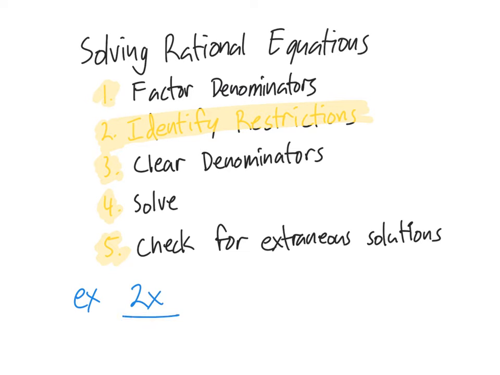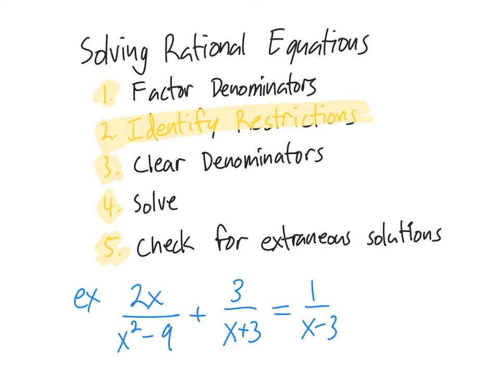So our first example is going to be 2x on x squared minus 9. See if I can write that better. x squared minus 9 plus 3 on x plus 3 equals 1 over x minus 3. Okay, so our first step is to factor the denominators, all right? And that's going to look like this.